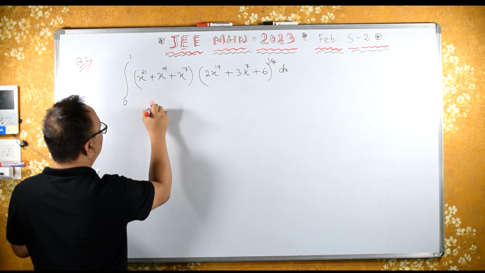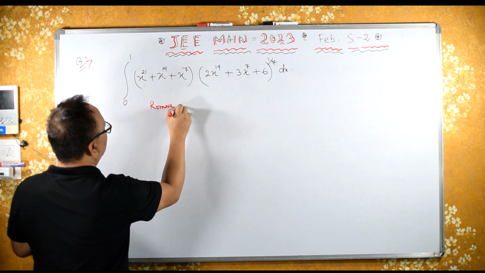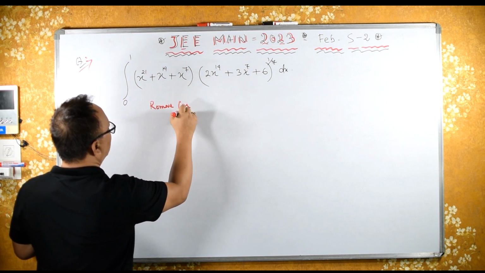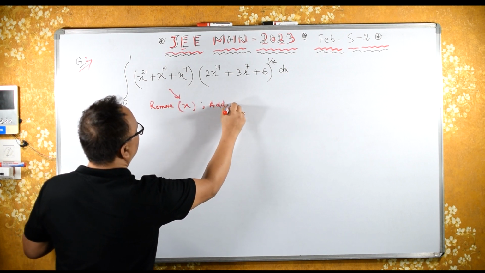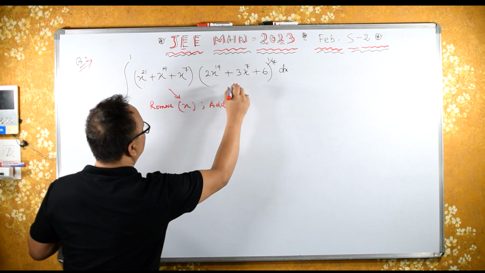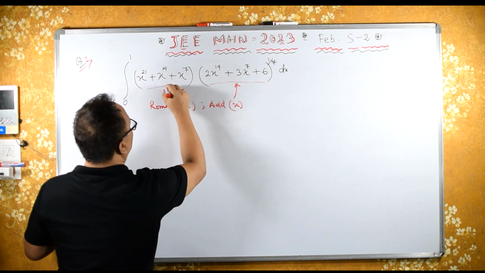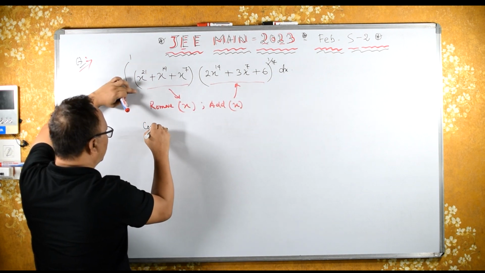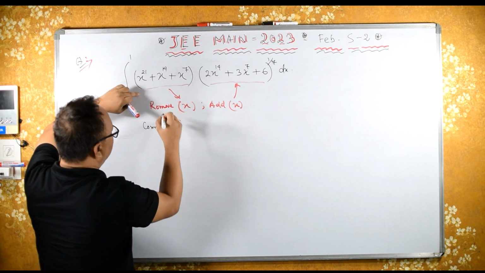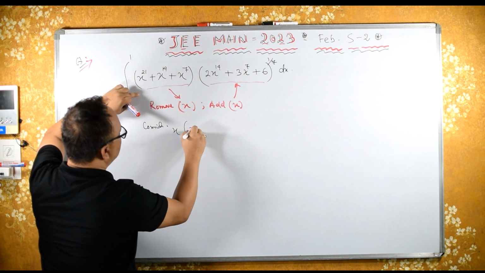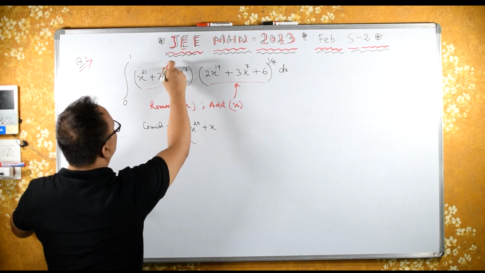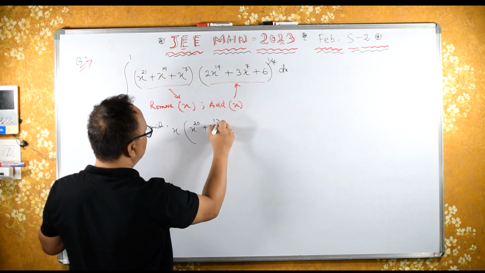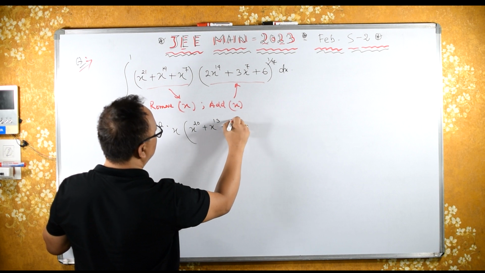Here remove x from this and add x in this. Okay, let's consider. Now if I remove x from here, then this is x raised to 20 plus x raised to what? Here become 13 plus x raised to 6.